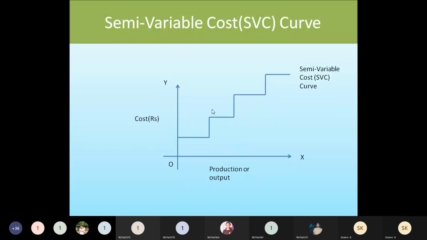It is looking like a ladder, no? So like that, semi-variable cost will be. To some extent it will be fixed, fixed means parallel to the x-axis, and then it is varying, increasing. Here it is given as a straight line, but you can give some slant here, as the variable cost is flowing. Like that, give some slant here.